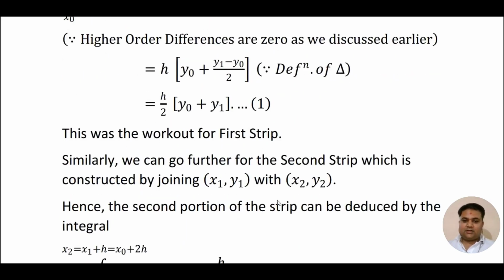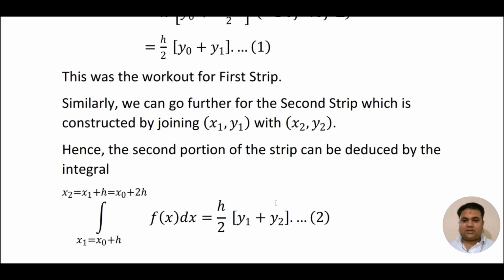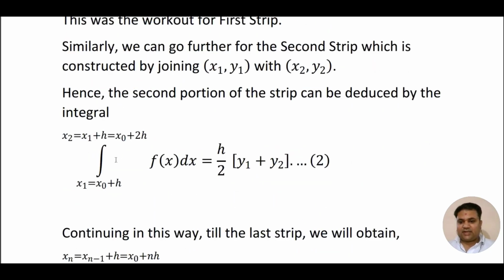If you go further, then for the second strip, you will have the pair of 2 points (x1, y1) and (x2, y2). Hence, the second strip can be deduced by this integral. You can see here in equation number 2, x1 to x2. x2 is nothing but x1 plus h, and x1 plus h is nothing but x0 plus 2h. So basically you are working with x0 plus h to x0 plus 2h. If you simplify it, you will get (h/2)(y1 plus y2).